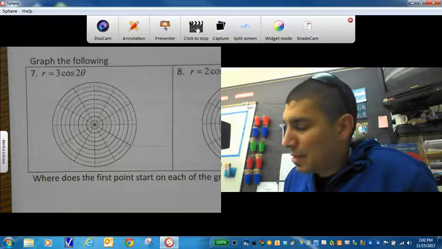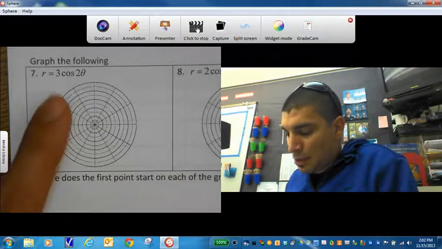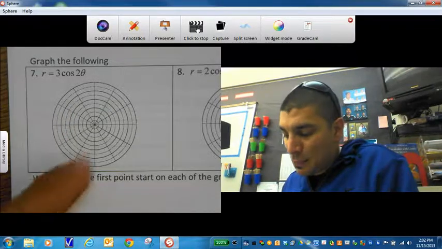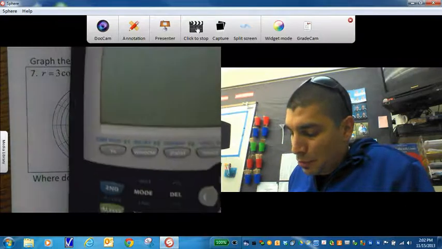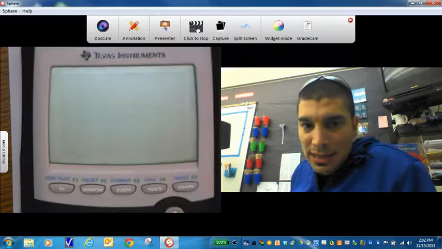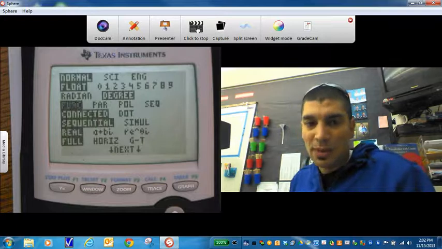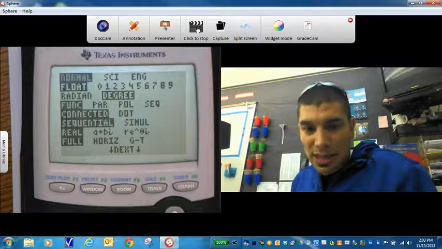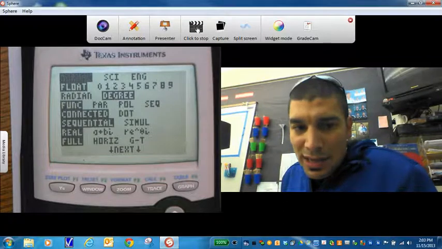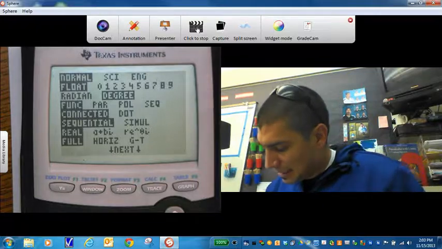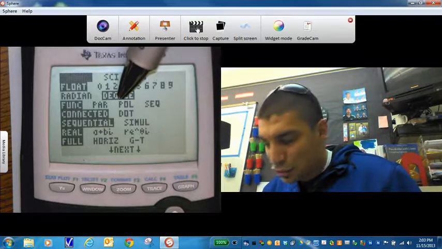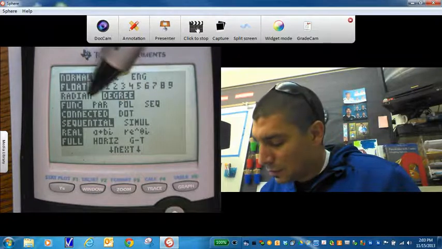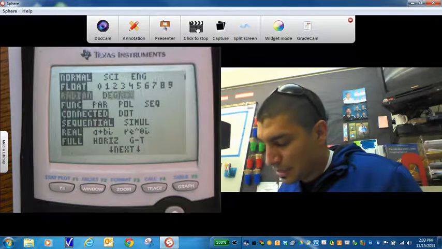Because here I go. I'm going to graph r equals 3 cosine of 2 theta, and I'm going to need to put that graph on this polar piece of paper. I'm going to put my Texas Instruments TI-84 there. The first thing I need to check is my mode. I press mode, and this is the menu I get. The first thing I see is that I'm in degrees. What should I be in for any trig equation? I should be in radians. So I'm going to go down here, press radians, and press enter.